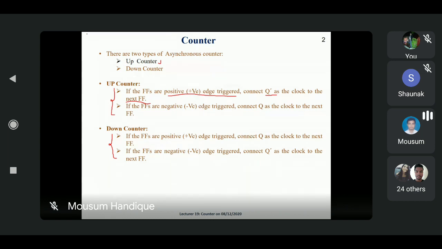We will check the diagram. Why are we using the Q bar? Because positive edge means the signal is going from 0 to 1. When the clock moves from 1 to 0, the timing signals are not changed, and we are not counting that particular timing signal. Positive edge is not the leading edge, it is the trailing edge.